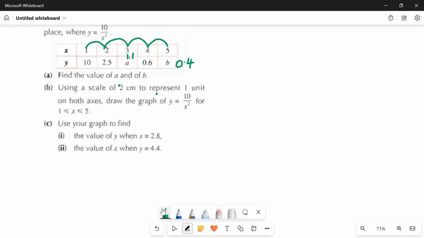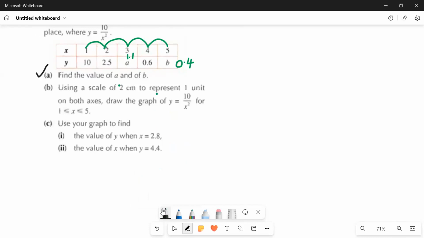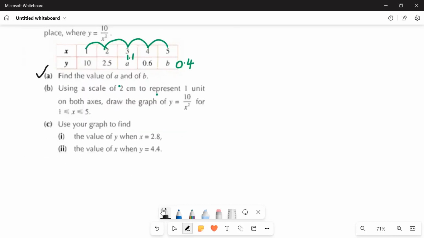You're getting the same? Yes, miss. Okay. Now find the value of a and b. We found both values a and b. Use a scale of 2 centimeters to represent 1 unit on both axes.